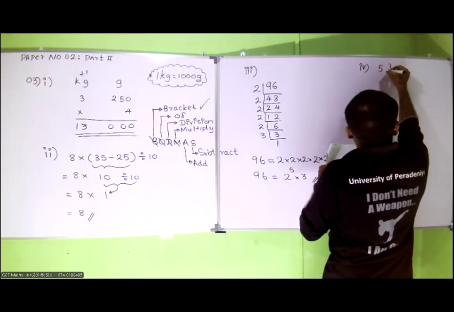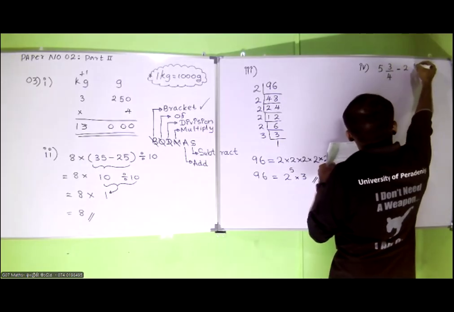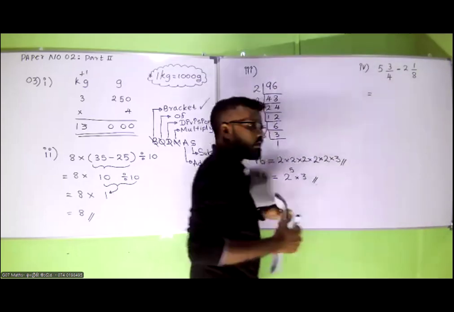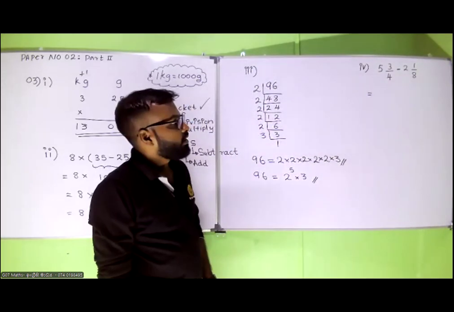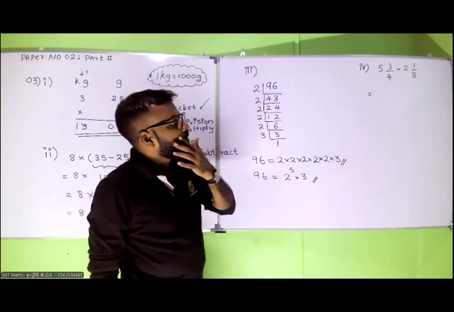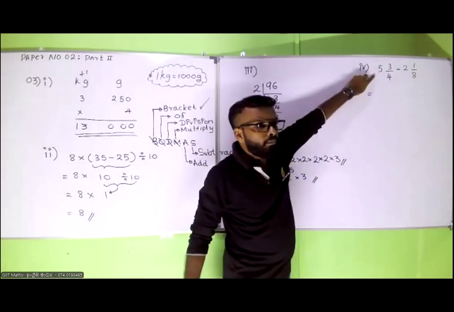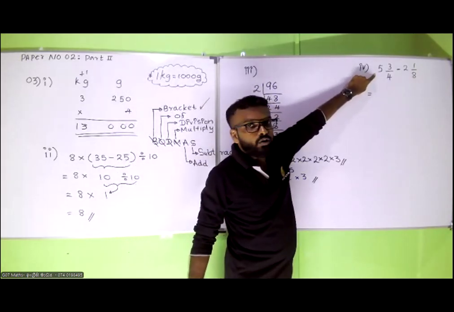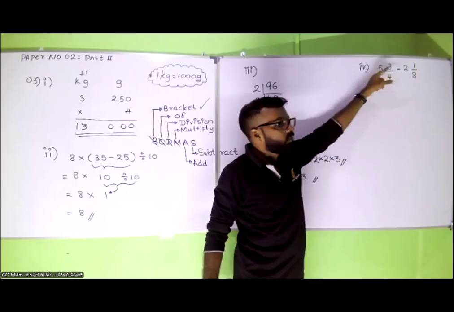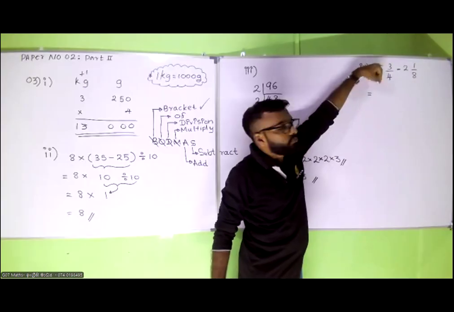5 and 3 upon 4 minus 2 and 1 upon 8 equals. There are two ways to do this. Right? These two are mixed numbers. For a mixed number, there are two parts: the whole number part at the front of the mixed number and the fractional part. This is the whole number, this is the fractional part.